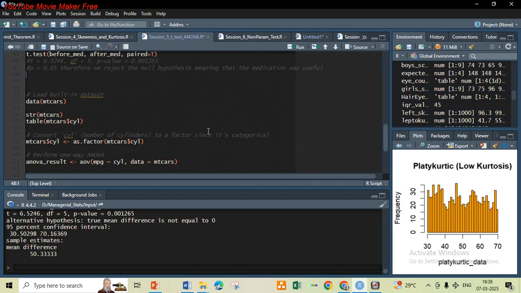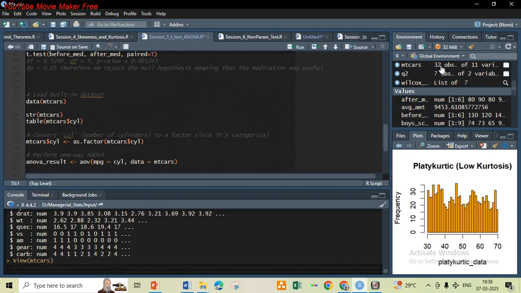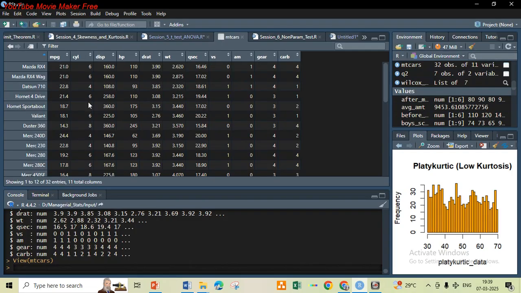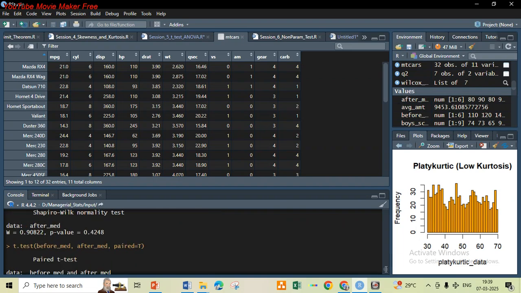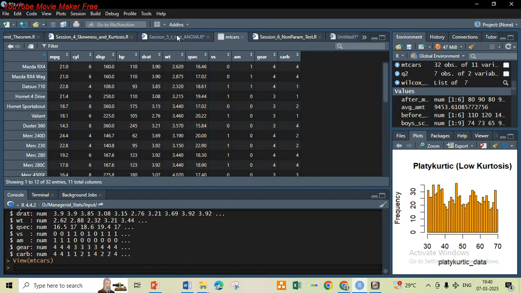So we will be using a built-in data set called mtcars for this. We can look at the structure of the data set. It has basically 11 columns or 11 variables and it has 32 observations. If we just look at the data, we will get to know that it has columns like miles per gallon, cylinder, displacement, etc., with details about the different aspects of cars. So we will be using this data to perform our analysis.